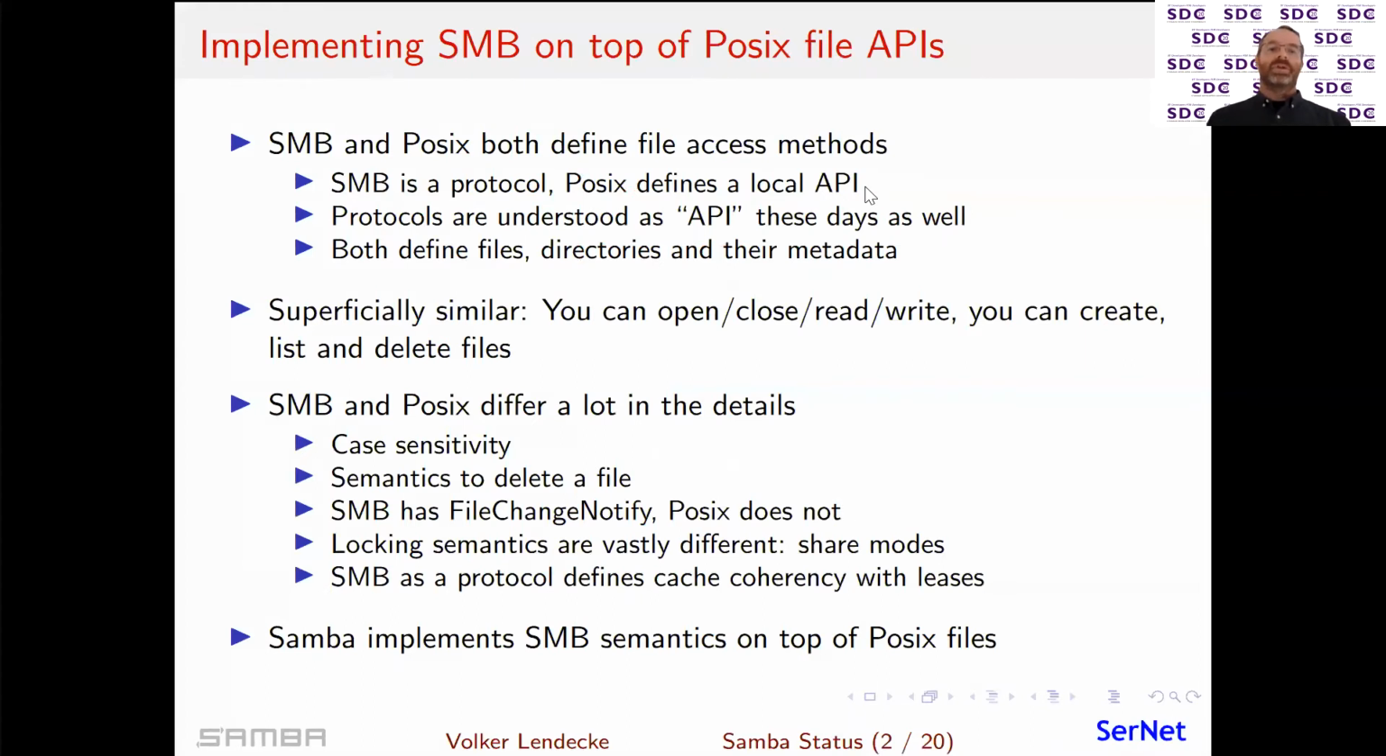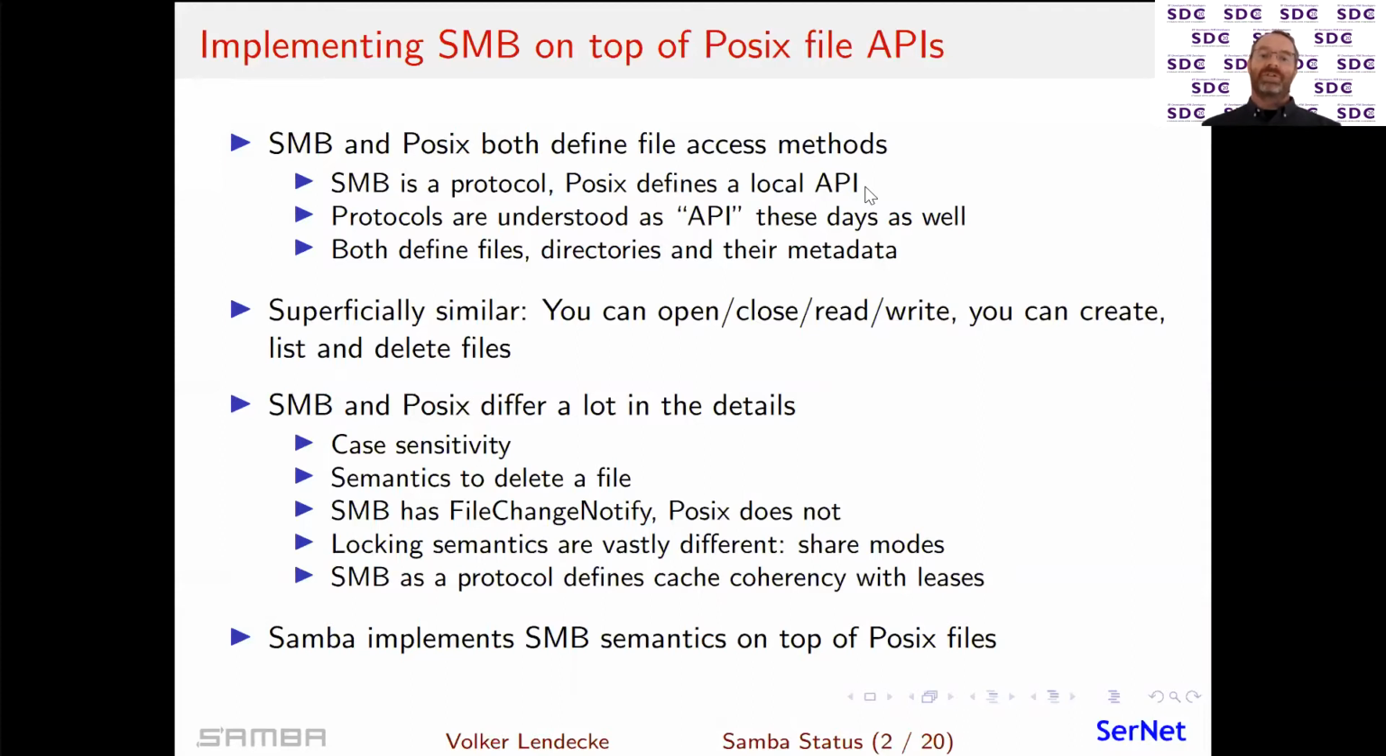So what is Samba doing? Samba implements the SMB protocol on top of POSIX file APIs. SMB and POSIX both define file access methods. SMB is a protocol defined mainly by Microsoft. POSIX defines a local API. Protocols these days are understood as API as well. Look at the notion of a RESTful API. That is essentially a protocol. So the distinction between a protocol and a local API is not really there anymore.